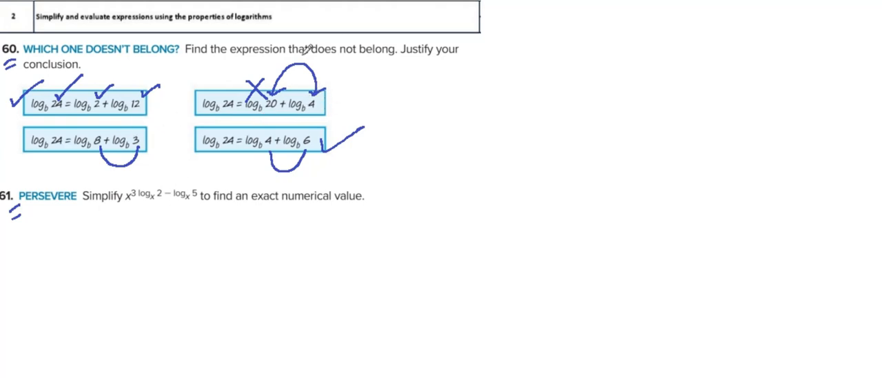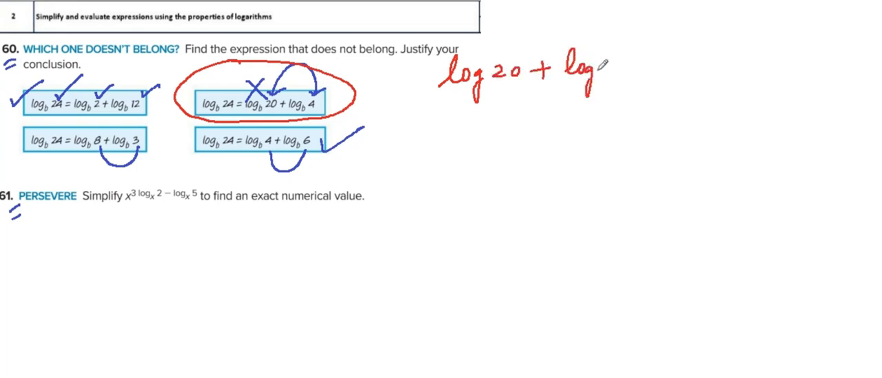They are saying which expression is different, does not belong. This expression does not belong because log 20 plus log 4, plus means we multiply. This will become log 80, not 24. 20 into 4 is 80. The base is given as b, b, b. So this is the justification of this.